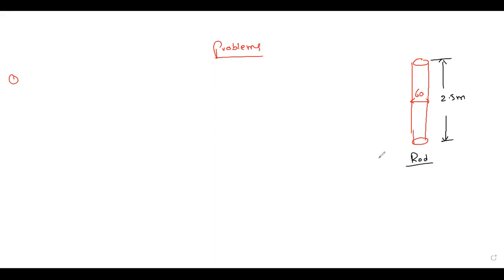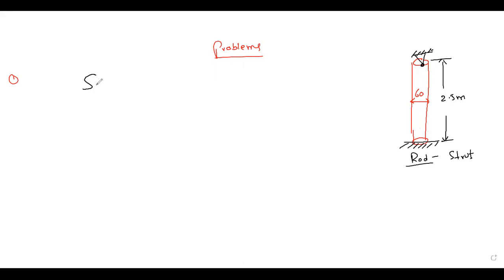It is a steel rod, and it's a solid one, not even a hollow one, used as a strut. This is used as a strut because a strut is also a compression member. One end is fixed, while its other end is hinged. So this end is hinged. Find the safe compressive load for this strut using Euler's formula.